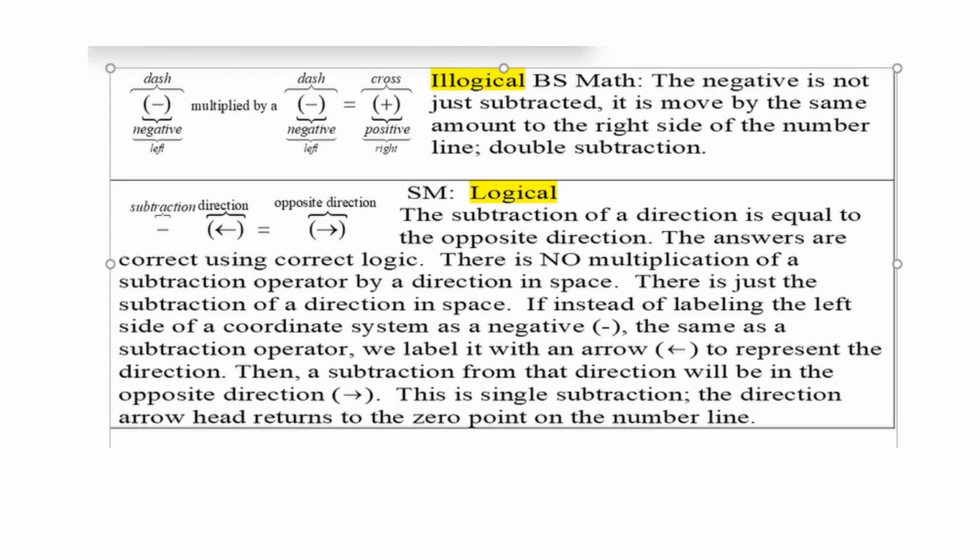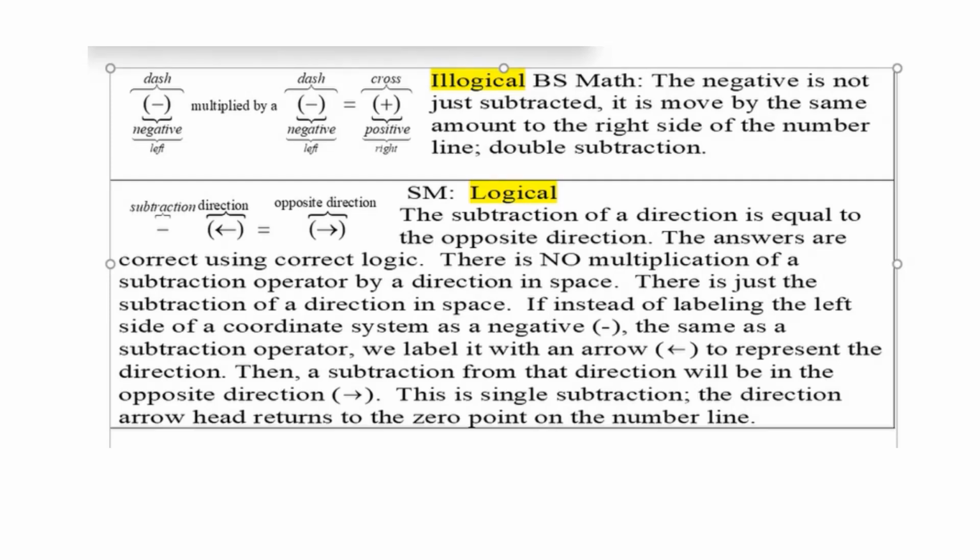Illogical BS math: the negative is not just subtracted, it is moved by the same amount to the right side of the number line, double subtraction. If you use symmetry math, which is logical, the subtraction of a direction in this way goes in the opposite direction that way. The subtraction of a direction is equal to the opposite direction. The answers are correct using correct logic.